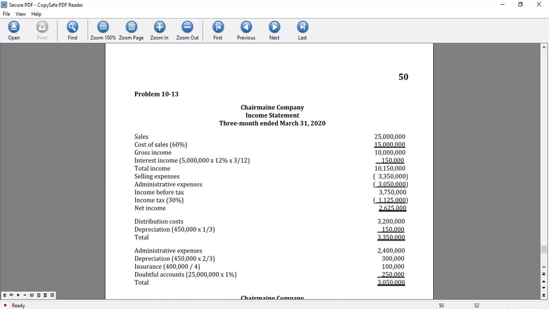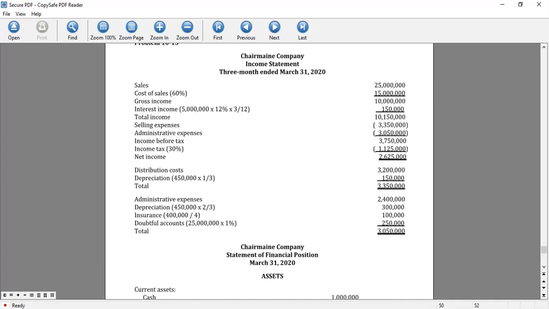10,150. We deduct the selling and administrative expenses. So for selling and administrative expenses, we now have 3,350,000 and 3,050,000. Here we have the distribution cost initially for 3,200,000 and administrative expense or cost of 2,400,000, but subject to adjustments. That's why you have 3,350,000 and 3,050,000.